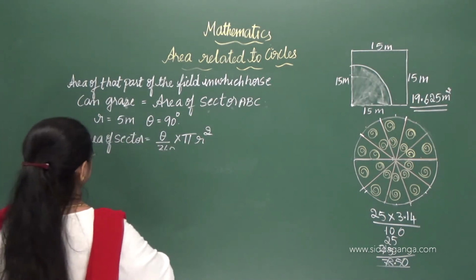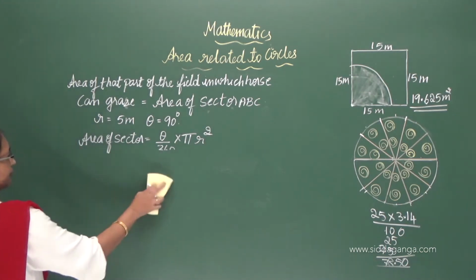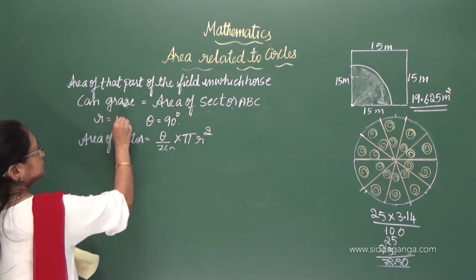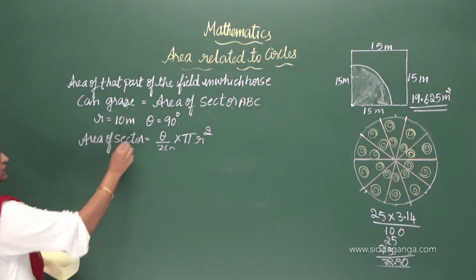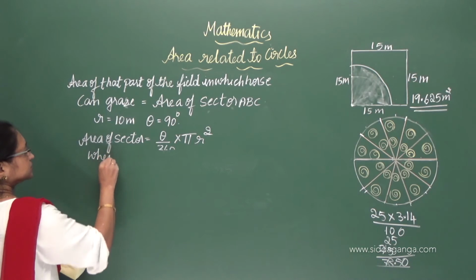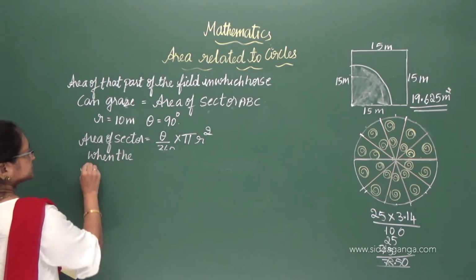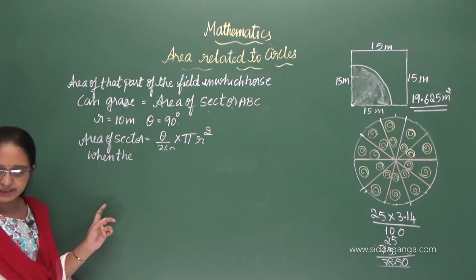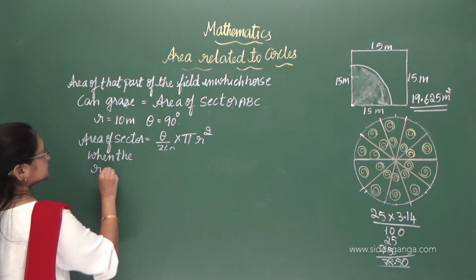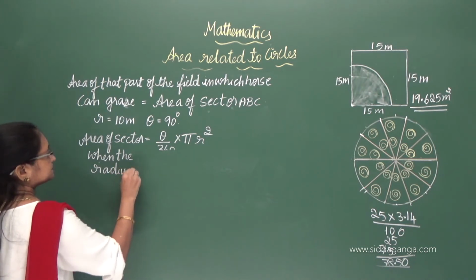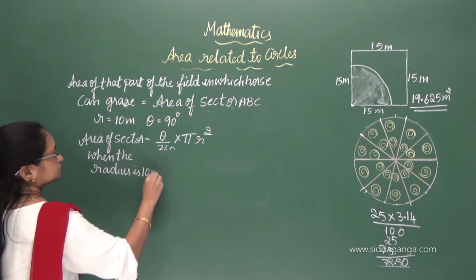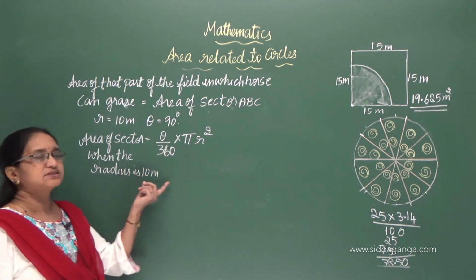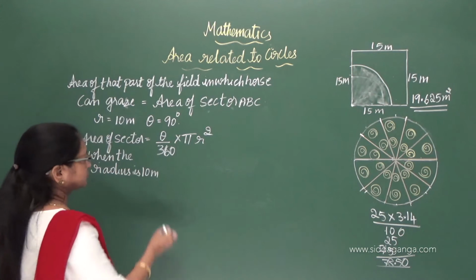So let us try to find out when it is increased to 10 meter. Area of the sector. Now you can change this to 10 meter. Area of the sector when the rope is, or when the radius is, also you can write, when the radius is 10 meter. So when the radius is 10 meter, we shall find out.